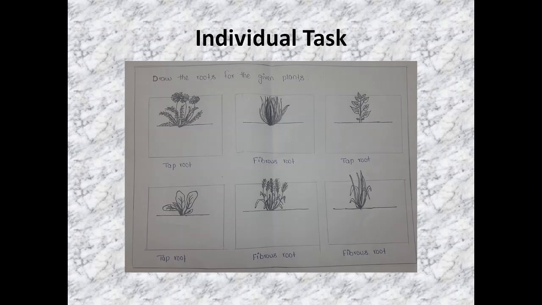And in another individual task, I'll ask the children to draw the roots, and I will provide the name of the root the plant possesses. So taproot. If I give the taproot, the children will draw the taproot, and similarly the fibrous root. So children will draw the taproot and fibrous root basing on their earlier experience.